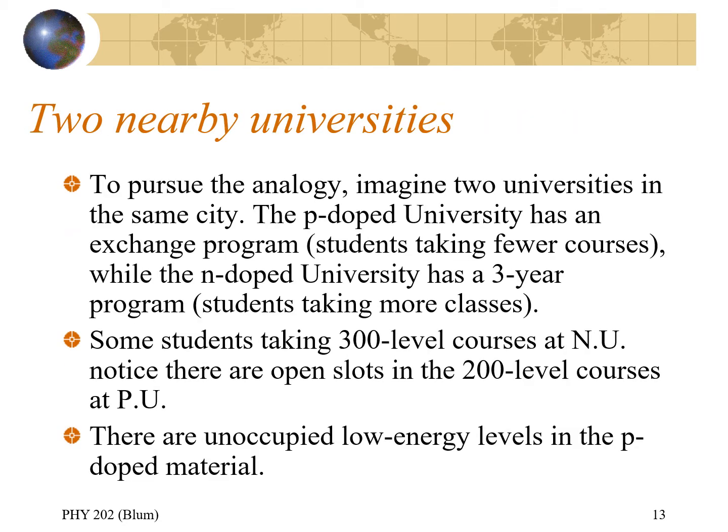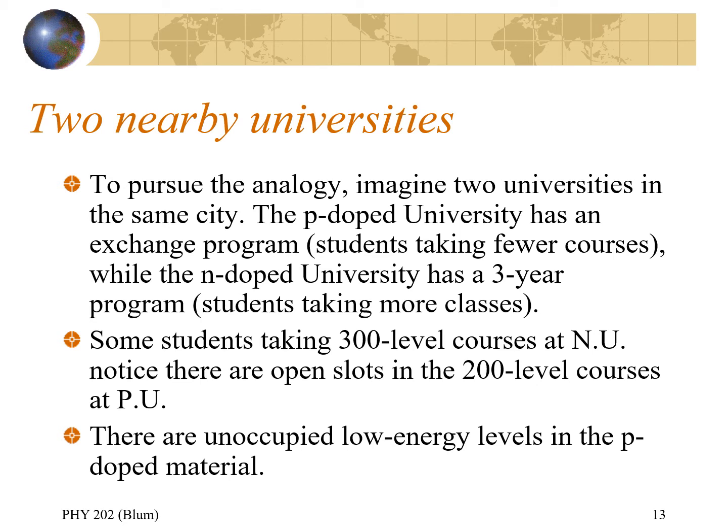So let us push our analogy a little further. To make a p-n junction, we need to bring p-doped and n-doped next to each other. So let's imagine we have a city with 2 universities. There's the p-doped university. It has the exchange program with the students taking fewer courses. And then there's the n-doped university, and it has the 3-year program, so it has students taking some extra classes.